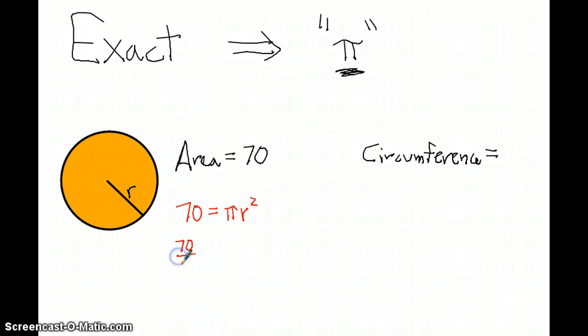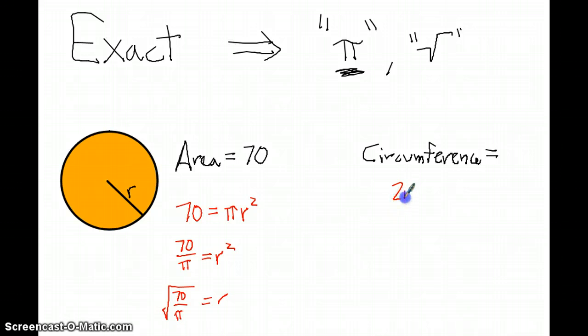R squared then would be 70 divided by pi. And so r is just the square root of that, 70 divided by pi. And other than the fact that there's a square root under a fraction under a square root, that really shouldn't bother you. And I'm not done with this yet, so I'm not going to deal with that thing for a second. The other thing you might have in your exact answers is you might have one of those guys. Okay, so back to circumference.